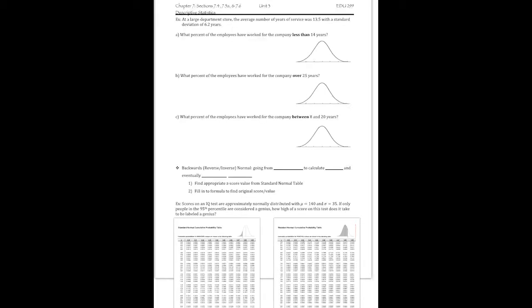So looking at the example, it says at a large department store, the average number of years of service was 13.5 with a standard deviation of 6.2 years. So when you take a look at that, it gives you that average and it gives you the standard deviation. Both of those we need for our z-score formula. Z equals value minus mean divided by standard deviation. Okay? So let's go ahead and write that down first for our part A. Z equals value minus mean divided by standard deviation.